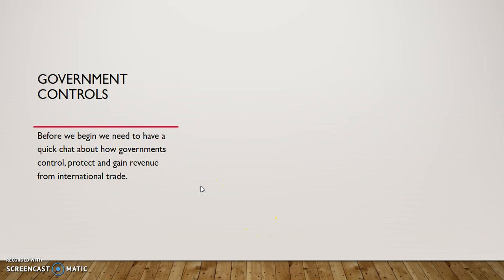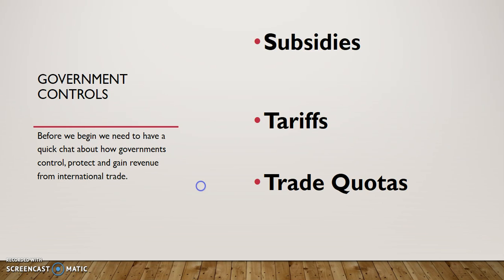First of all, before we talk about any of those things, we need to talk about government controls, how governments actually control the trade, import and export that comes in and out of their country. So essentially there's a couple of different methods that the government uses. The first one being subsidies, second is tariffs, and the third one is trade quotas.